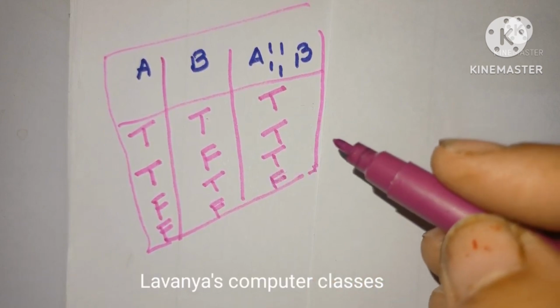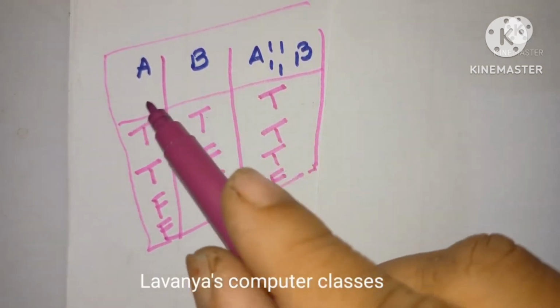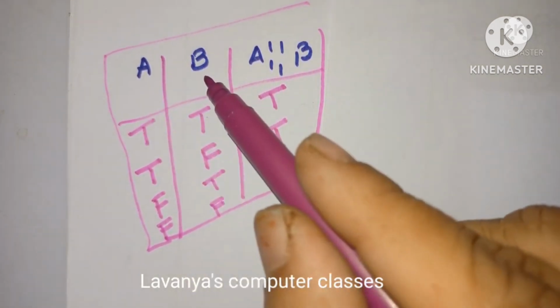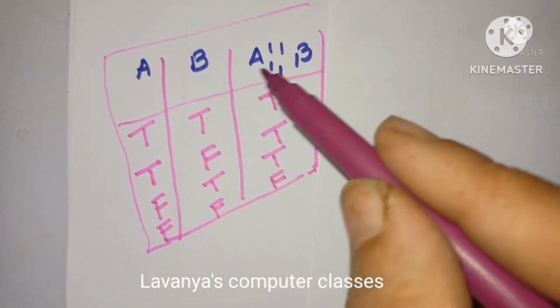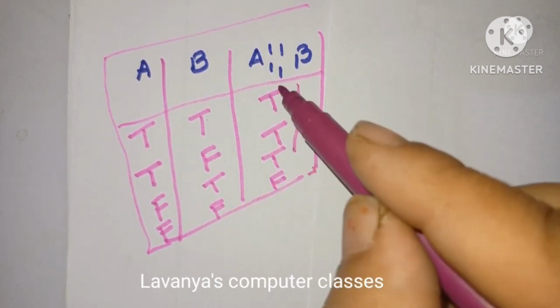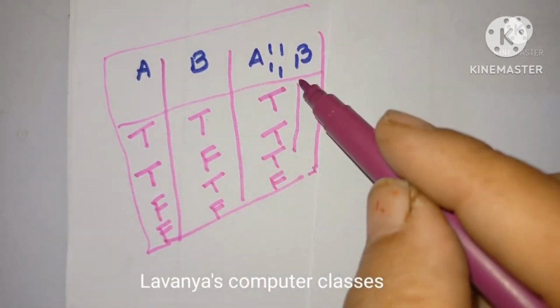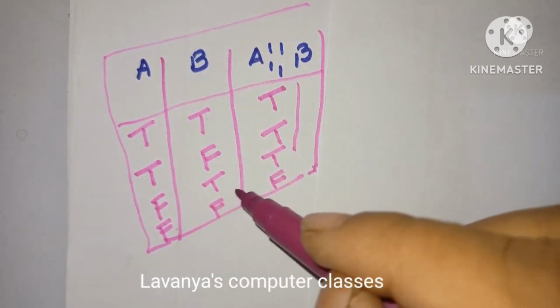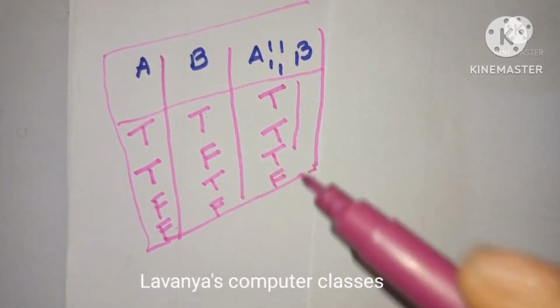So this is the truth table of the OR operator. A is the first condition, B is the second condition. We are using the OR operator between two conditions. When any one condition is true, the total result is true. If all the conditions are false, then only the result is false.